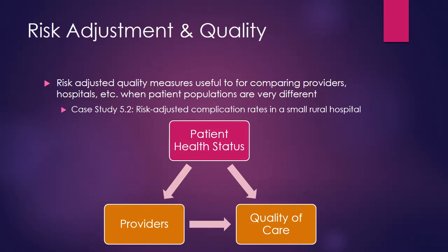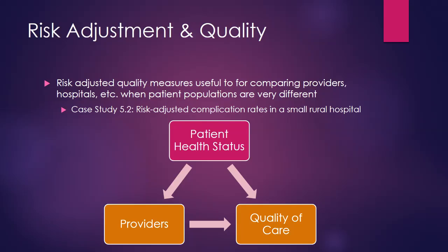Finally, risk adjustment can be used for quality evaluations. So it might be appropriate to risk adjust quality measures when you're comparing across providers or systems when there are two very different patient populations. So this is an example of a confounding problem. So here we have providers, and we want to know if our providers are associated with higher or lower levels of care quality. But patient health status would confound this association.